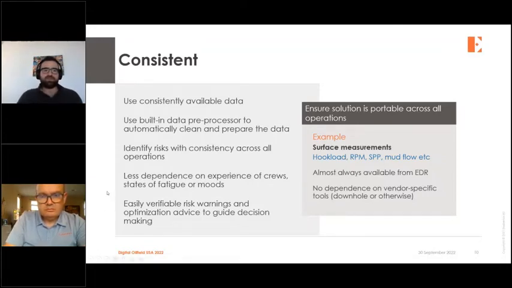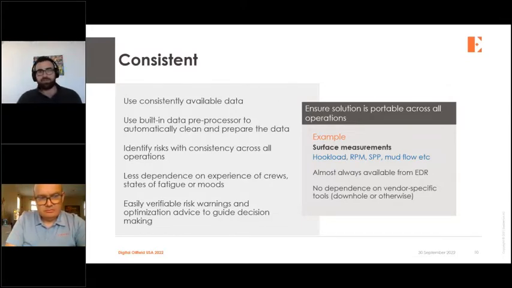Leaning into this theme of consistency, I mentioned before that a computer doesn't suffer from the same kind of attention deficits that a human might. So with the software, you can spot these risks consistently across operations, whether your monitoring specialists are tired perhaps, or whatever their training level might be.